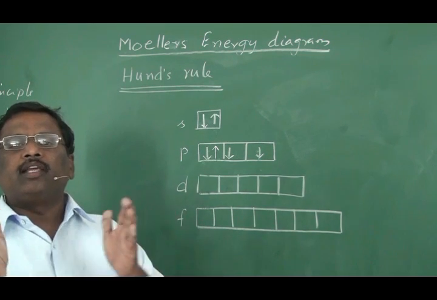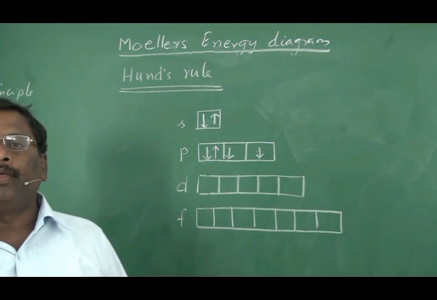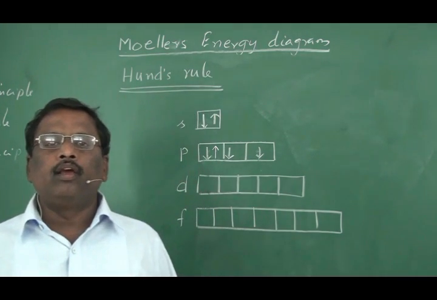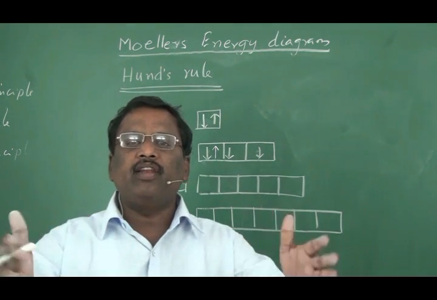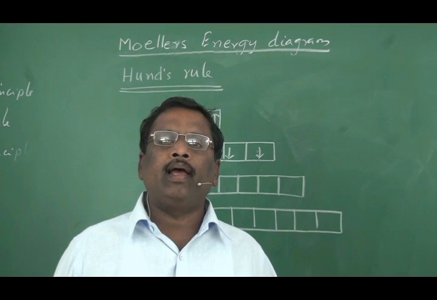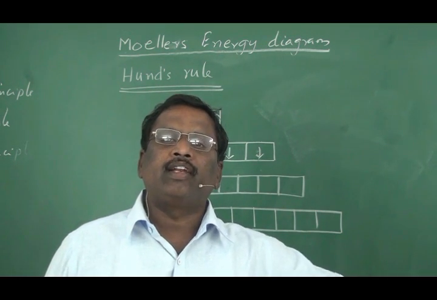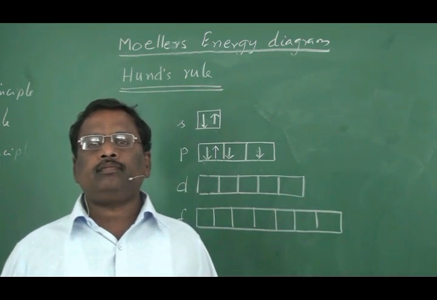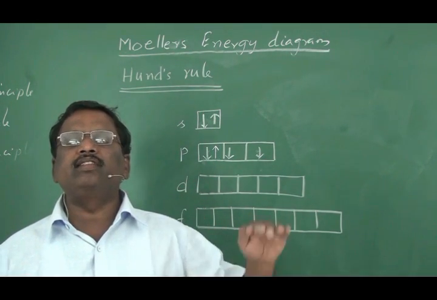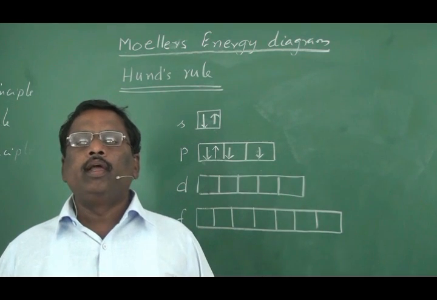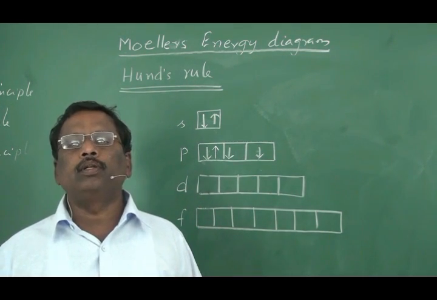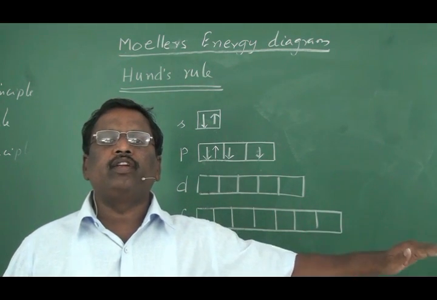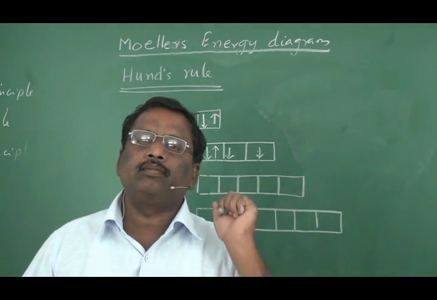3p orbitals in a p sub-energy level, 5d orbitals in a given d sub-energy level, 7f orbitals in a given f sub-energy level will have the same energy. That's why they are called degenerate orbitals. When electrons enter into these degenerate orbitals, the pairing of electrons is possible only when all degenerate orbitals are filled with 1 electron each.